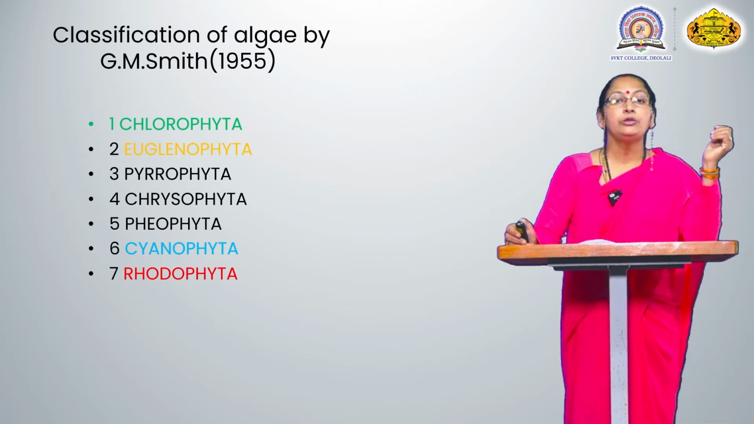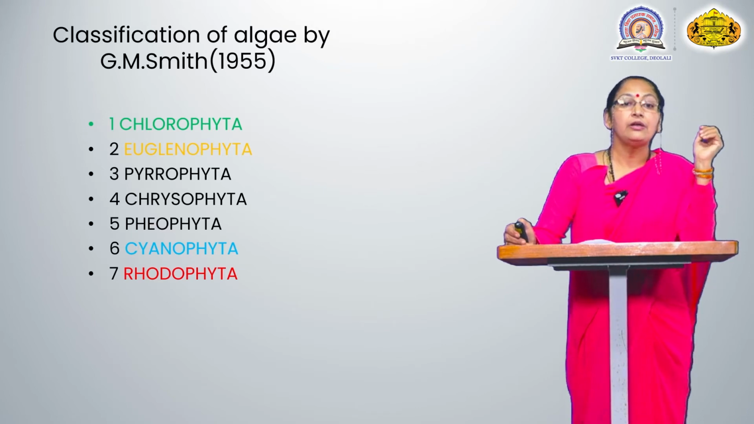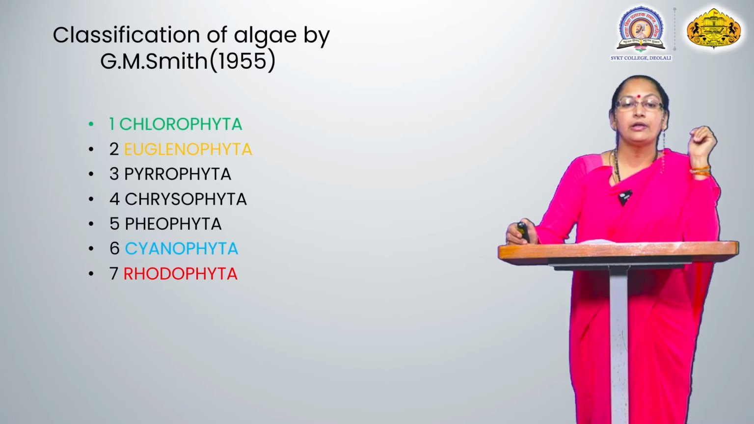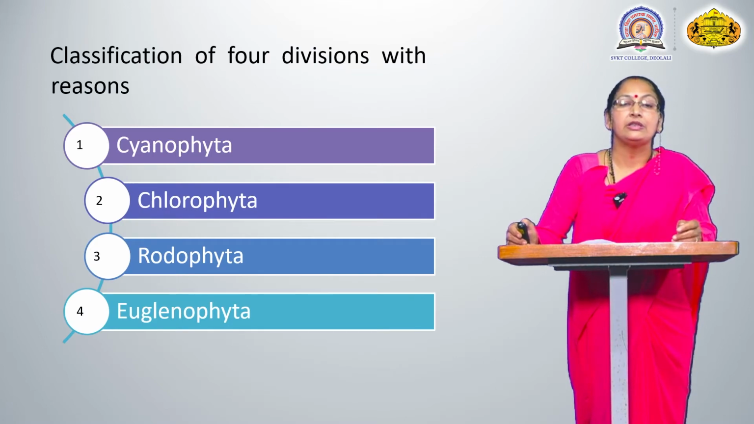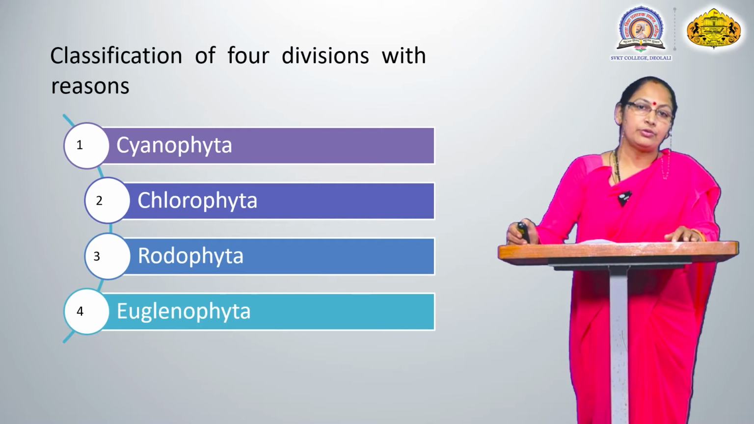Rhodophyta. But in today's lecture we see 4 classes, and in the next lecture we see the remaining 3 classes. Today we see first the Chlorophyta, then Euglenophyta, Cyanophyta, and Rhodophyta. All these are 4 classes. We see the classification of the 4 divisions with the regions: first the Cyano, then Chloro, then Rhodo, and Eugleno. All these 4 classes we see in today's lecture, student.